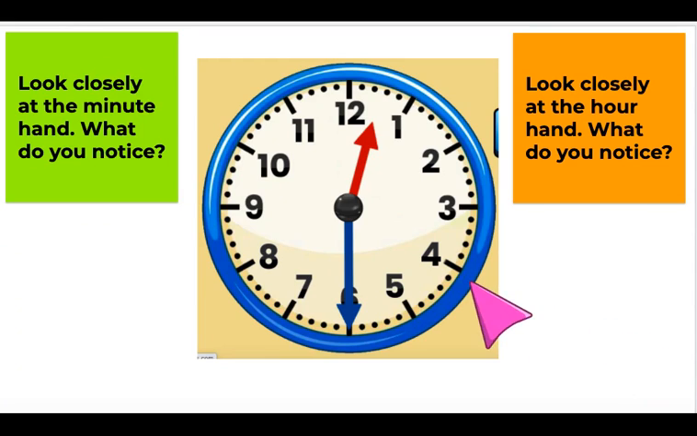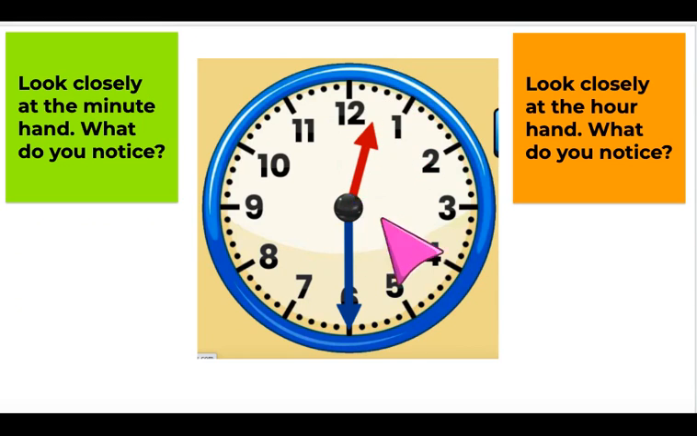Something that I noticed is that the minute hand, usually when we're looking at a clock, it's pointing straight up at the 12, which means 0 minutes. But now it's pointing all the way straight down at the 6. Interesting. And I also noticed that the hour hand is not pointing straight at an hour. It's kind of in the middle of 2 hours.